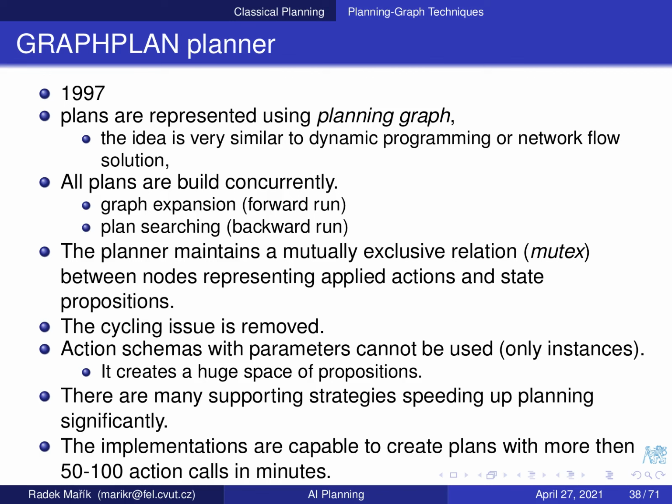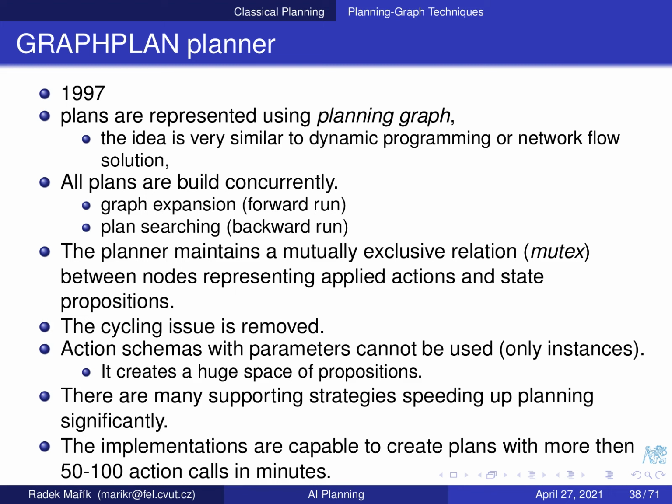There is a so-called graph expansion phase when you create the graph in a forward run. And if you think that the graph is sufficiently large and that you found the solution, then you run it in the backward way, when you search for the actual plan. In this graph, the planner maintains so-called mutually exclusive relations, shortly mutex, between the nodes that represent actions and states, propositions.